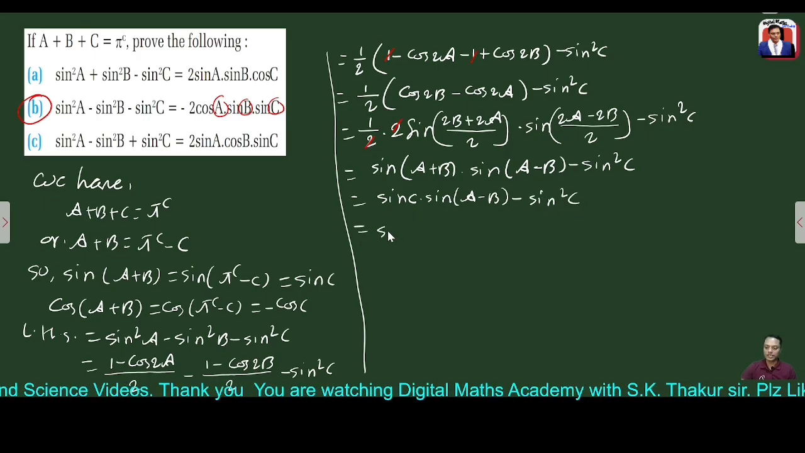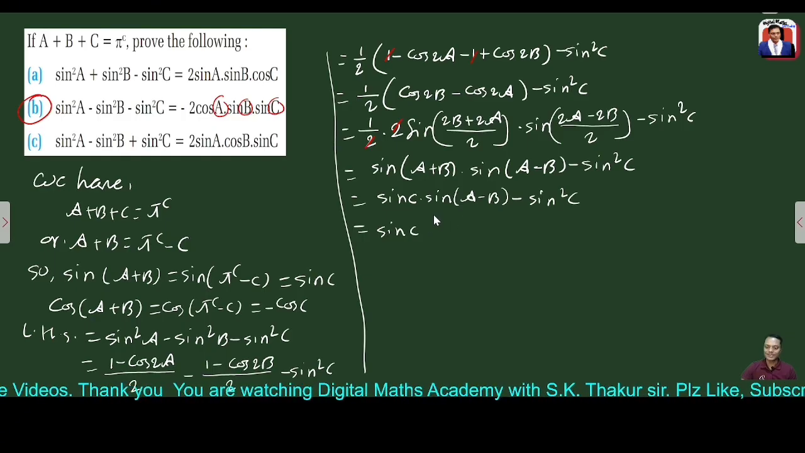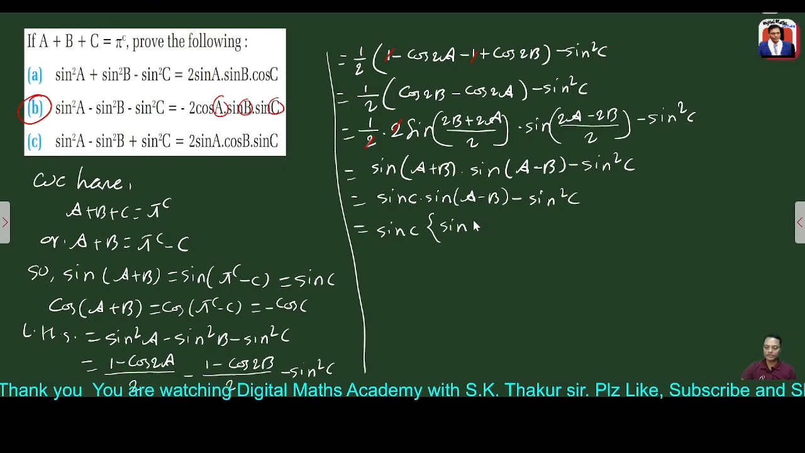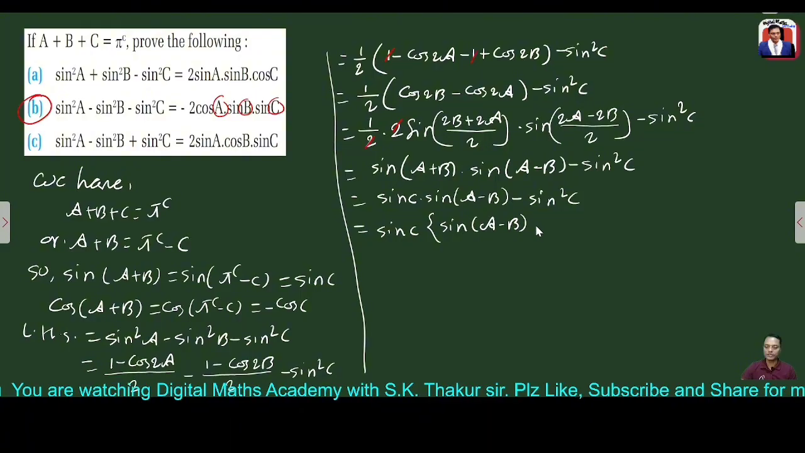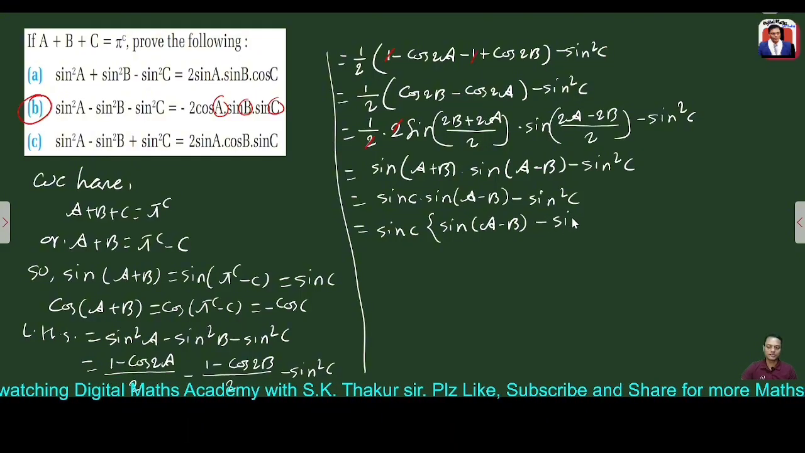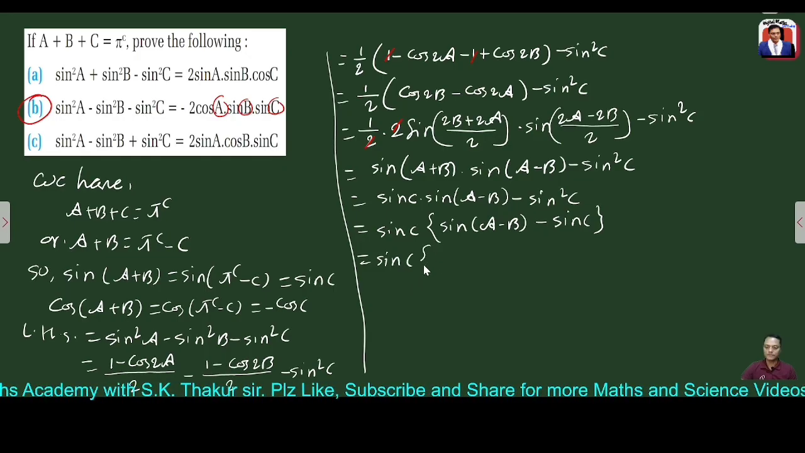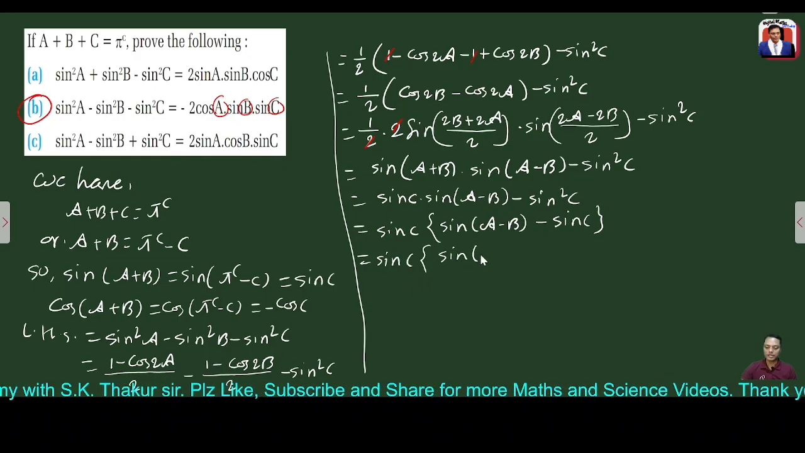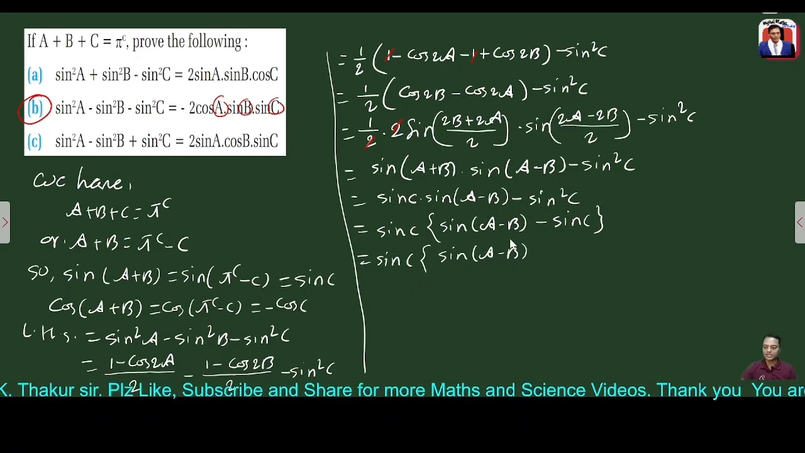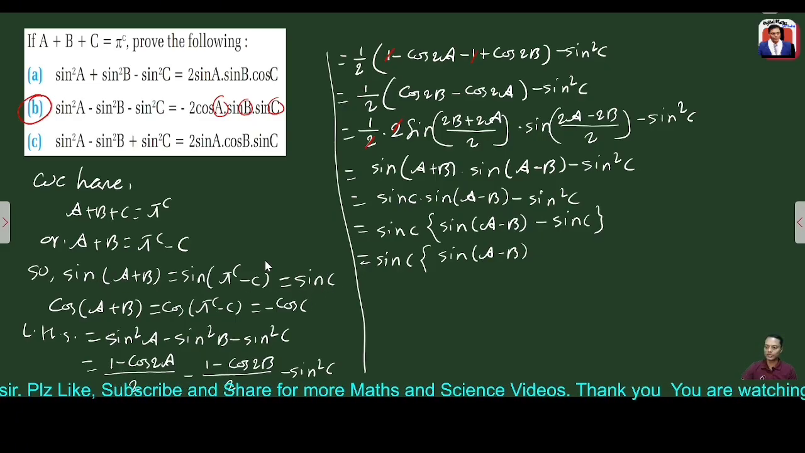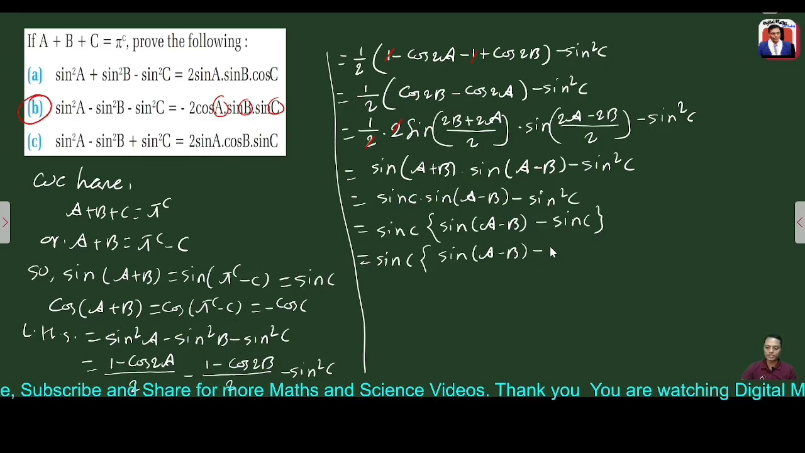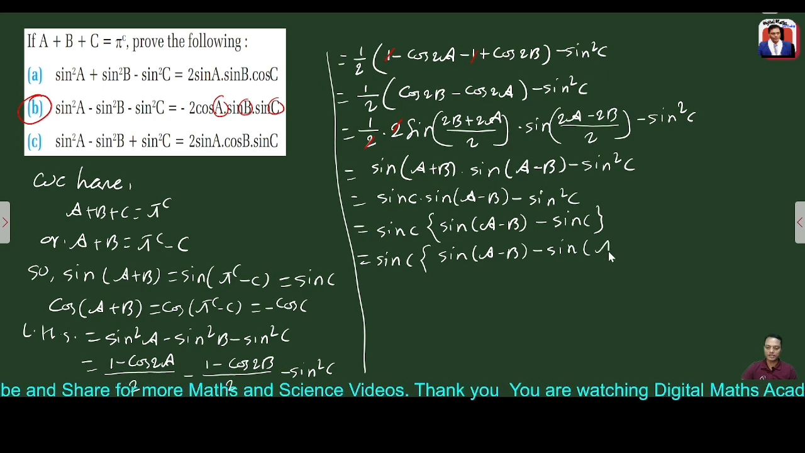Then we are going to take sine C common. So when we take sine C common, then we have here sine of A minus B minus sine C. And here sine C, then sine of A minus B, and sine C, again the value of sine C, we write sine of A plus B. So we write here minus sine of A plus B.